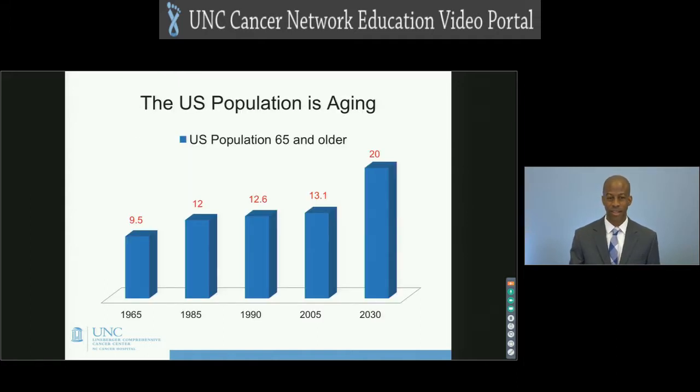So here is the U.S. population at varying time points. And as you can see from this graph, the U.S. population is aging. So currently, in the most recent data that we have, approximately 13% of the United States population is 65 years and older. If you flash forward to 2030, about 20% of the U.S. population is going to be 65 and older. That's a substantial increase in the number of older adults.